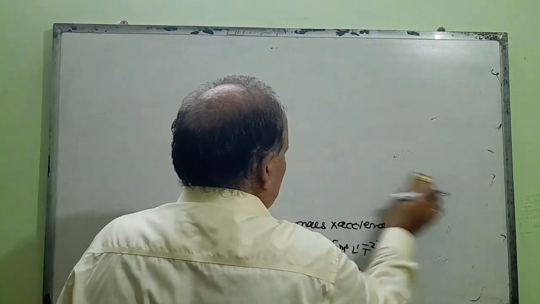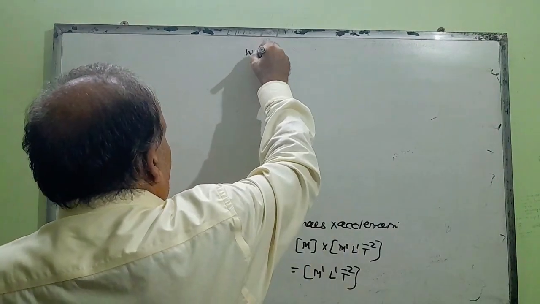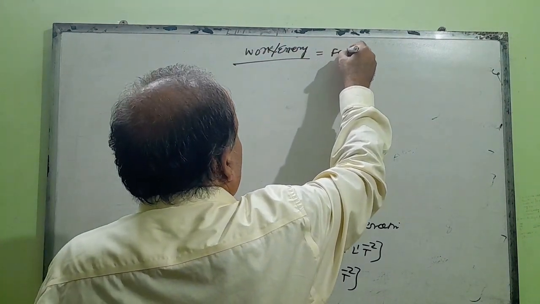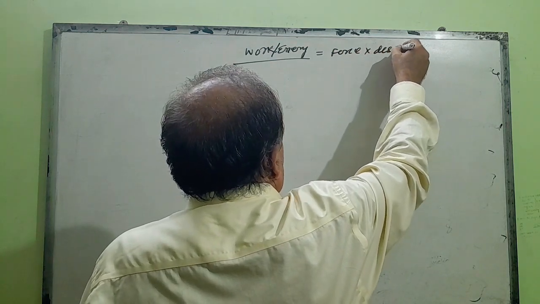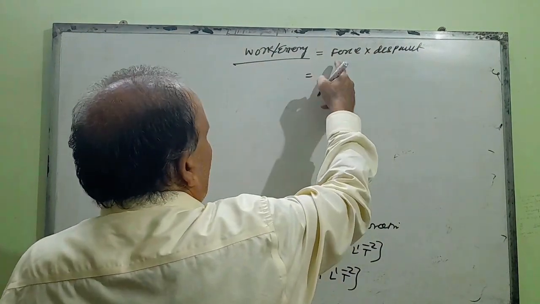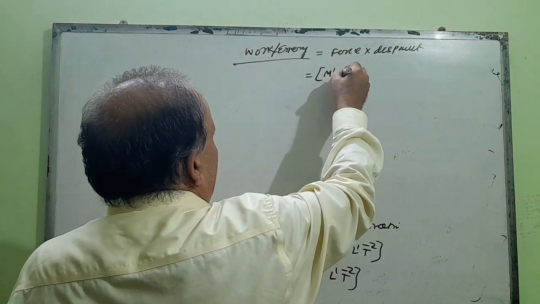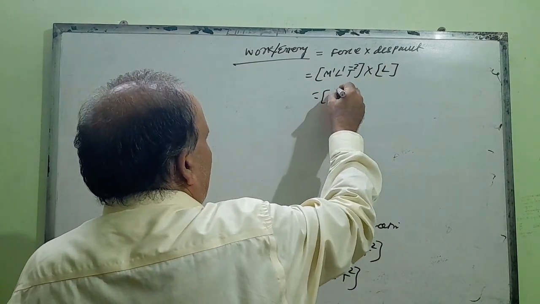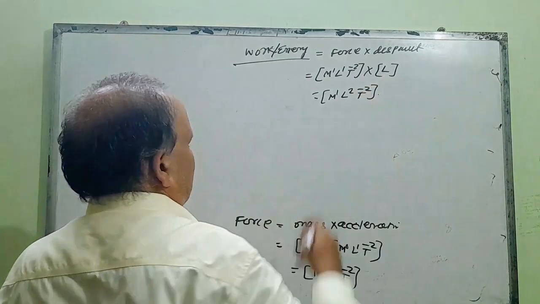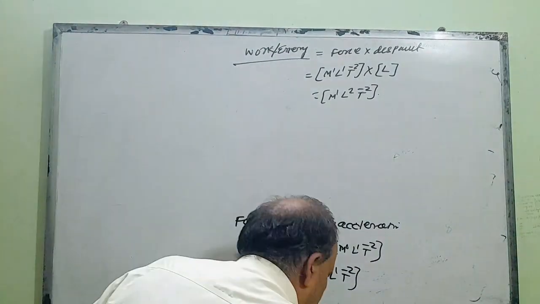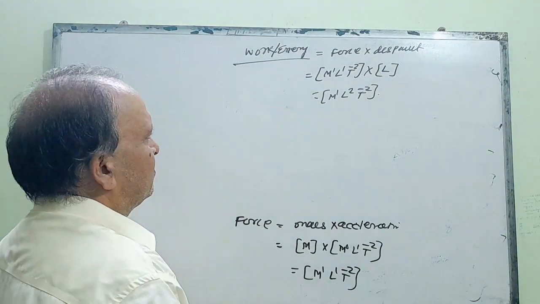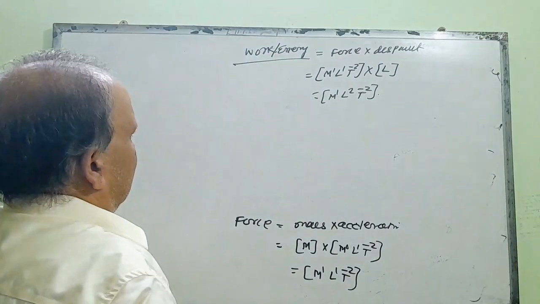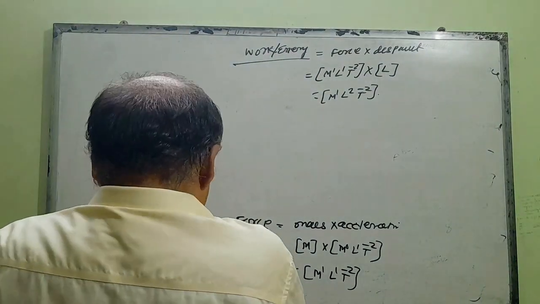Next come to work. Work or energy, we can write, is force into displacement. What is the dimensional formula of force? M1 L1 T to the power minus 2. Displacement means it is a length. That is M1 L square T to the power minus 2. This is the dimensional formula of work: M1 L square T to the power minus 2.